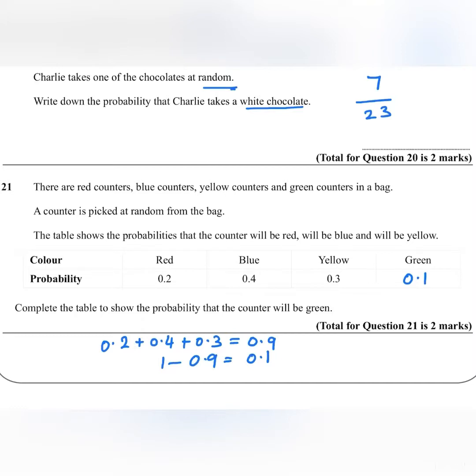Okay, so I hope this is the answer that you got. So the probability is out of 1. So if you add the probabilities given for red, blue, and yellow, that came to 0.9. And then 1 take away 0.9 is 0.1. So the probability that the counter will be green is 0.1.